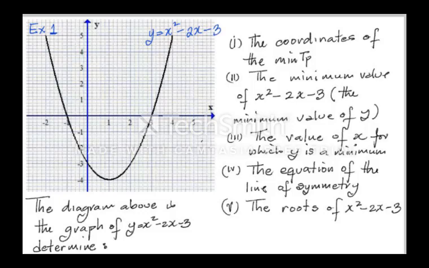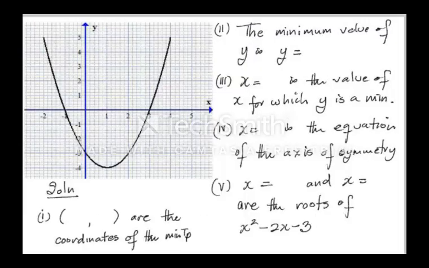We're asked to determine the coordinates of the minimum turning point. Min TP stands for minimum turning point. We're asked to determine the minimum value of the function. The minimum value of the function is the minimum value of y on the graph. We're also asked for the value of x for which y is a minimum, and the equation of the line of symmetry, and to determine the roots of the function. Let's turn the page to answer the questions.